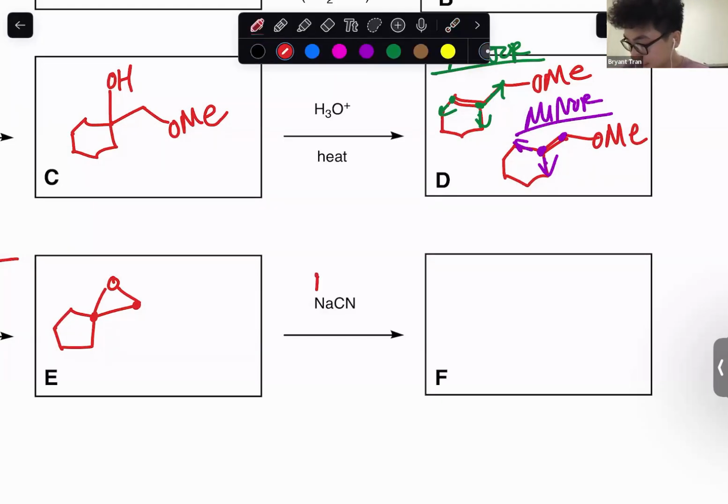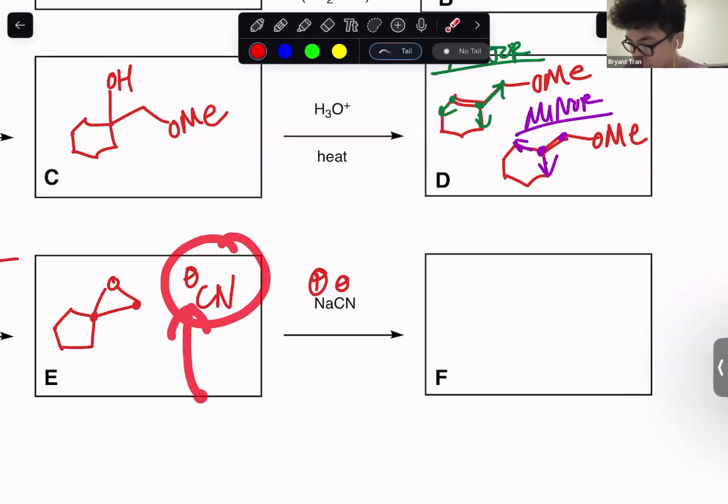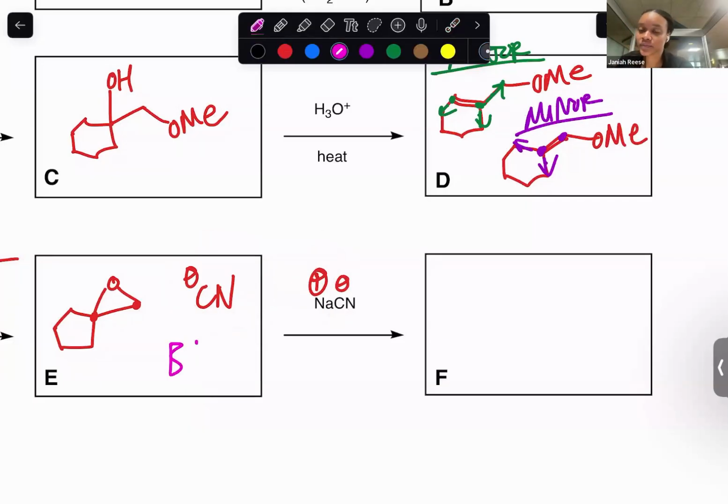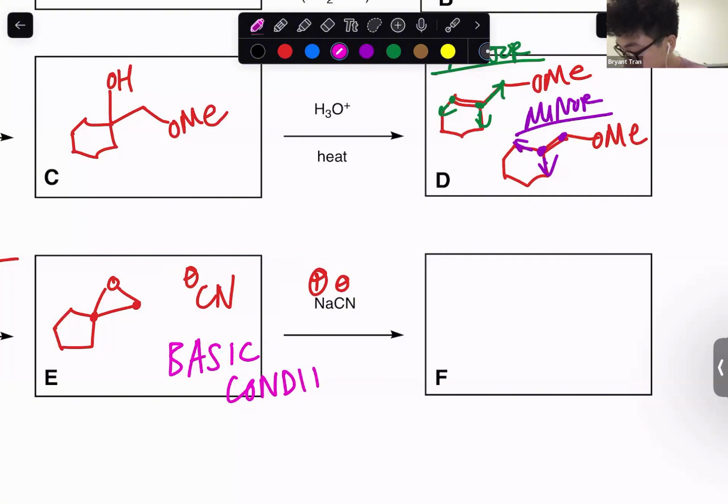When you see sodium, that's a positive charge. When you see CN, that's a negative charge. So CN minus here. Whenever you see anything with a negative charge, ignore the sodium. Sodium's not going to do anything. When you see anything that's a negative charge, that's basic conditions. Like OR minus, OH minus, and in this case, CN minus. Because we have a negative charge, we're going to be in basic conditions.